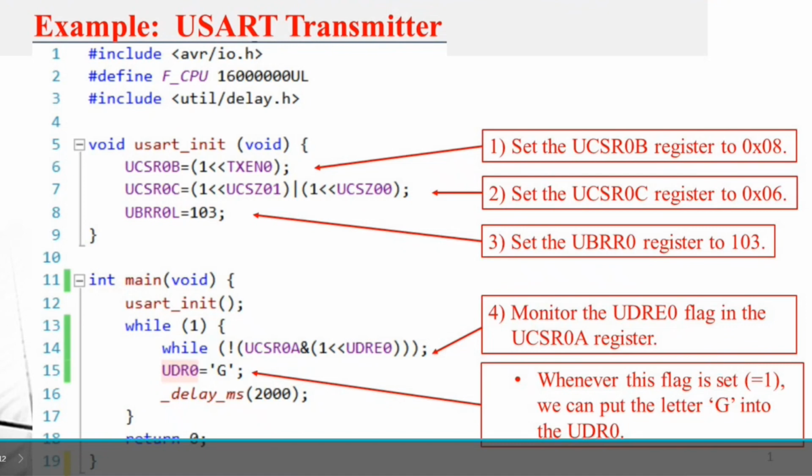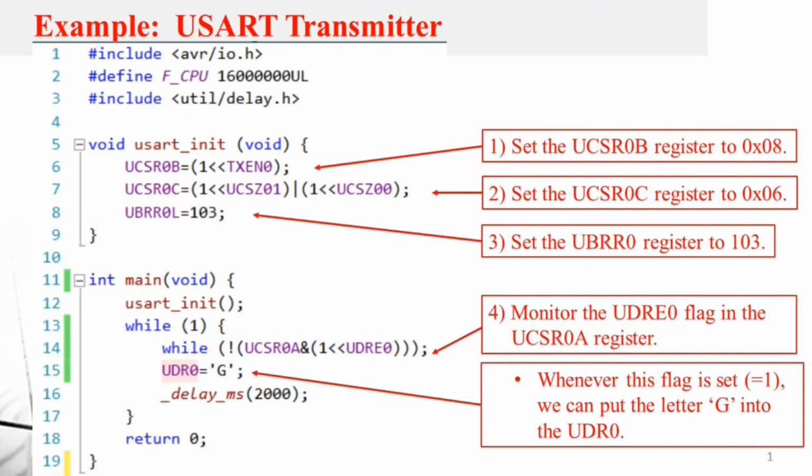As for the code, I think we can do this example together. First, this line is to open the transmitter. The second line is to set UCSR0C to 06. This is to indicate asynchronous mode with an 8-bit data frame, no parity, and one stop bit. Now this one, as I mentioned before, is the baud rate.